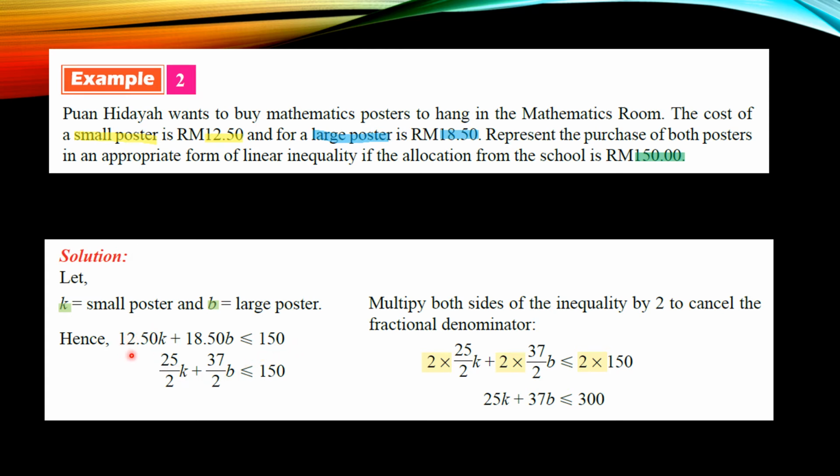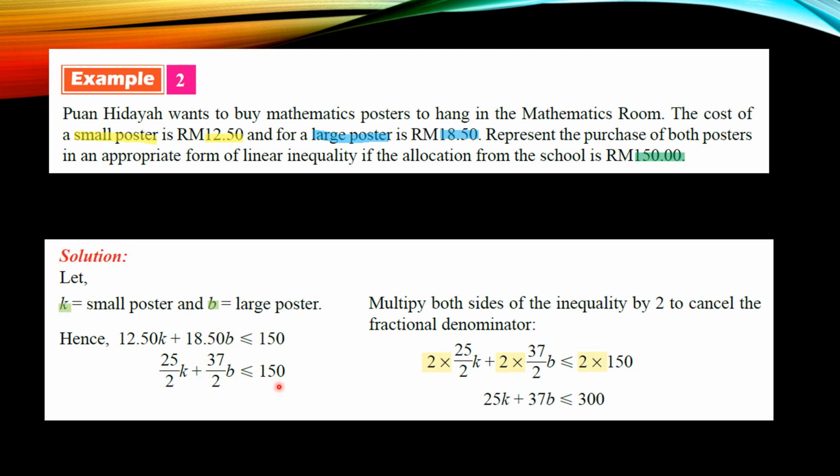So this is in decimal, no? 12.50K plus 18.50B. So what you must do, you have to change to whole number. So here what they do, they change to fraction first. That means 12.50 is 25 over 2K. 18.5, that means 18 and a half. 18 and a half is 37 over 2B.